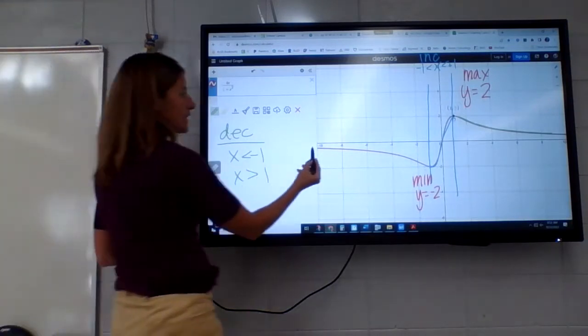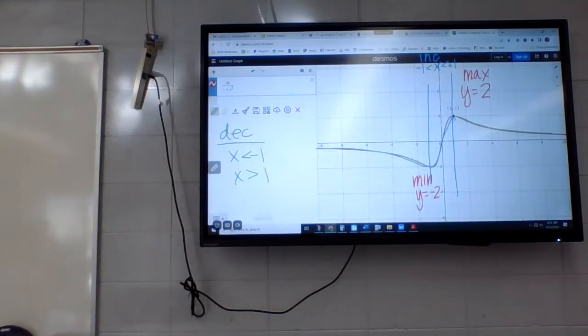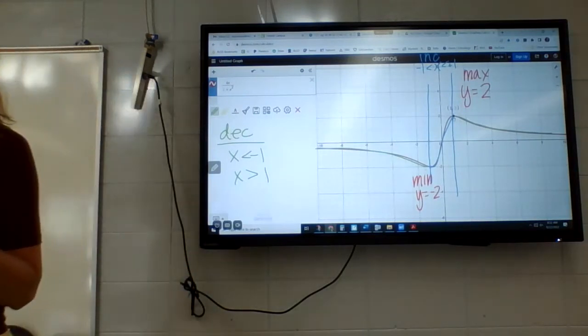This one technically is never constant because it really is always approaching, getting smaller and smaller. It's decreasing at a really slow rate as it gets further down the line because it's leveling off. Okay, so that's increasing and decreasing.